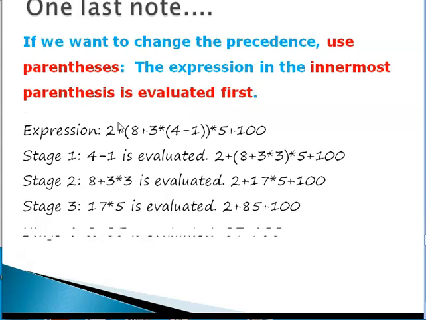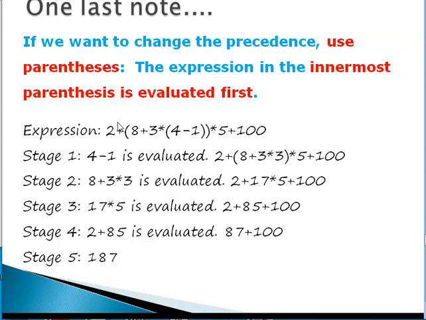If you want to change the precedence, if you want to change the priority, for example, in this expression, if you want to evaluate 4 minus 1 first, then you put round brackets around it. If you want to evaluate the next expression, you put round brackets around it. When the C compiler looks at this expression, it will evaluate the innermost parenthesis first. So it will evaluate 4 minus 1. Then it will evaluate 8 plus 3 into 3. Then it will evaluate multiplication by 5. Then it will evaluate addition with 2. Then it will evaluate with 100. So the value is 187.